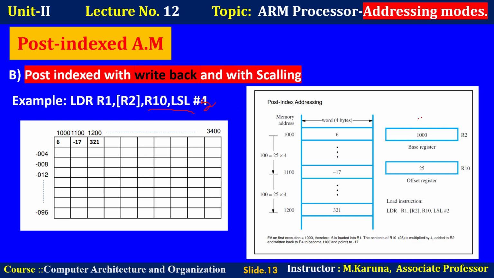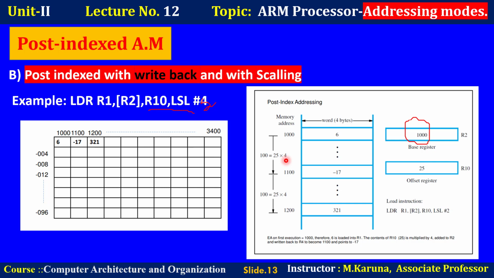What is the content of R2 here? 1000 is the content of R2. So this 1000 will be added to the 100, then it generates the effective address, 1100. In case of post indexed addressing mode, first whatever the data is present at address 1000, that data will be accessed by the processor first, and then it generates the effective address by adding this address and this address.